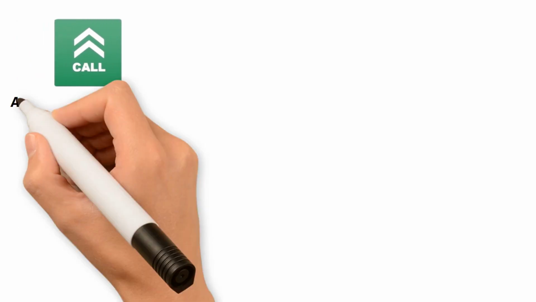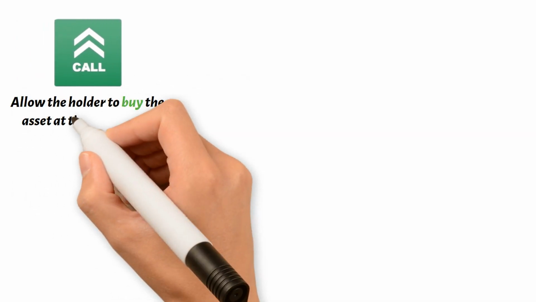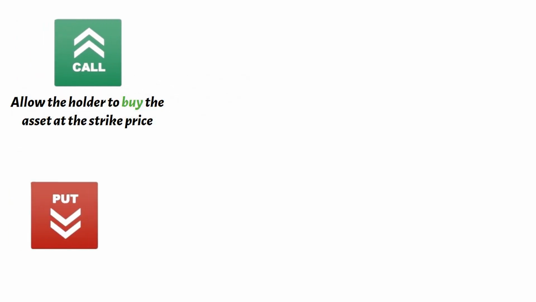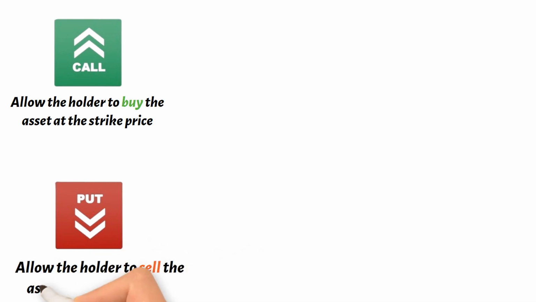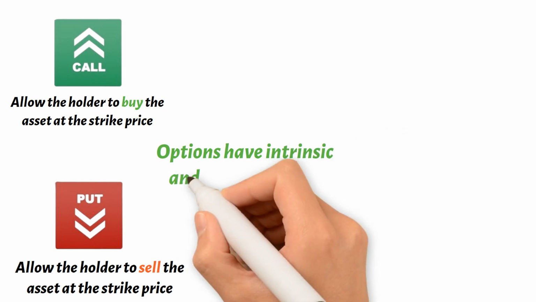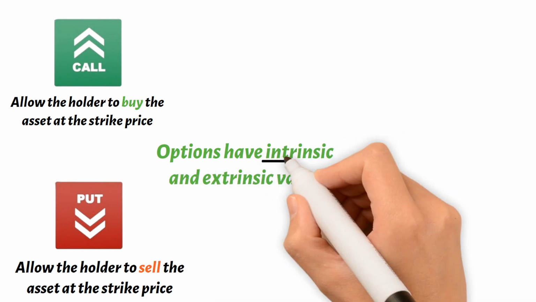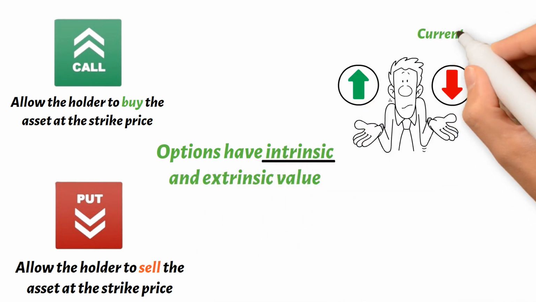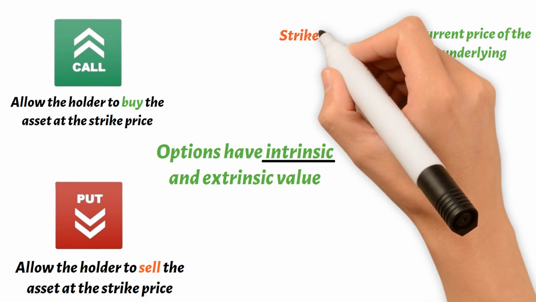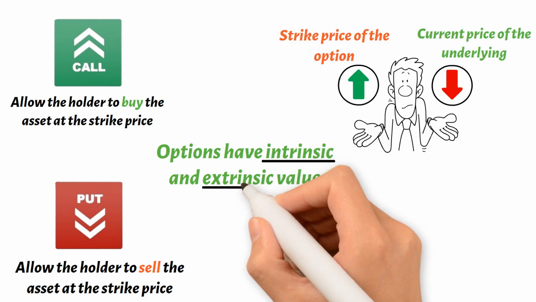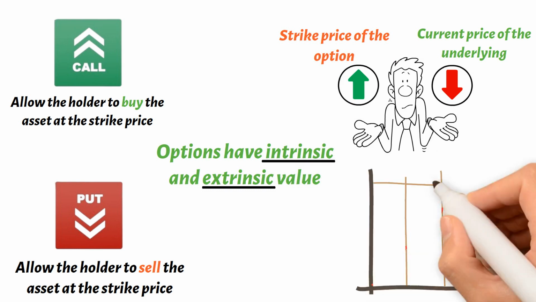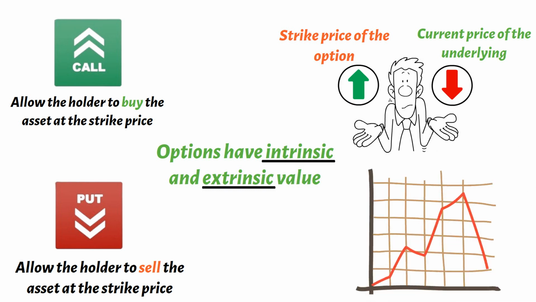There are two types of options. Call options allow the holder to buy the asset at the strike price. Put options allow the holder to sell the asset at the strike price. Options have intrinsic and extrinsic value. The intrinsic value is the difference between the current price of the underlying and the strike price of the option, while the extrinsic value includes other factors such as volatility and time value.